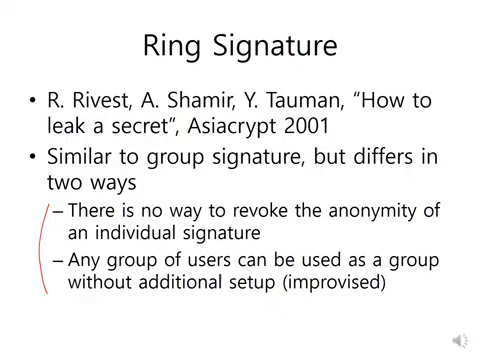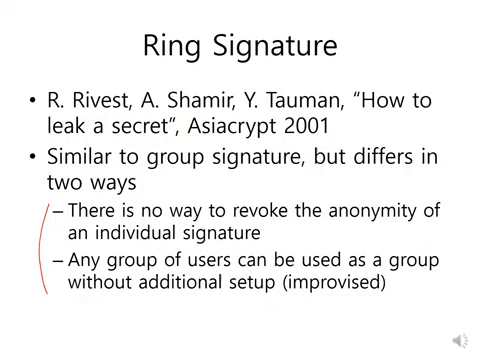The first is there is no way to revoke the anonymity of an individual signature. In the group signature, the group manager can reveal the original ID of some specific signer. But in the ring signature, it is impossible. And the second one is any group of users can be used as a group without additional setup.